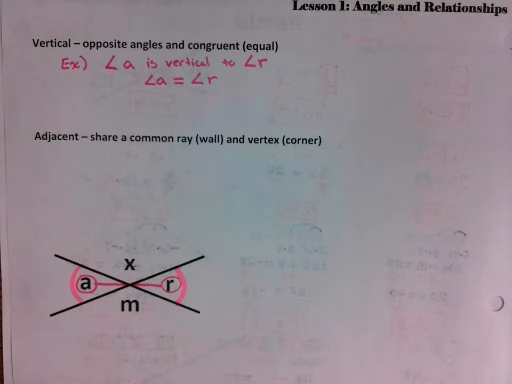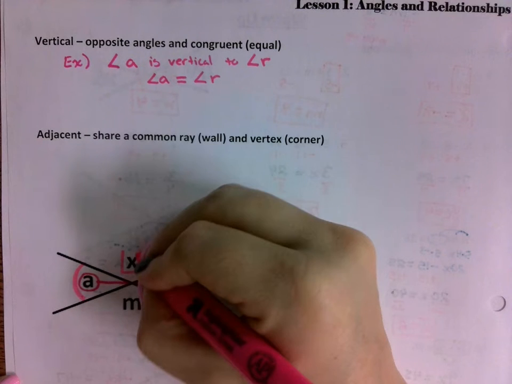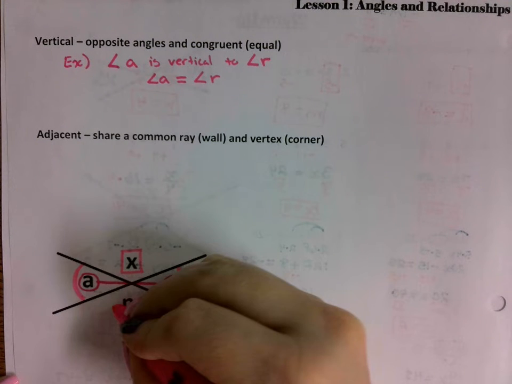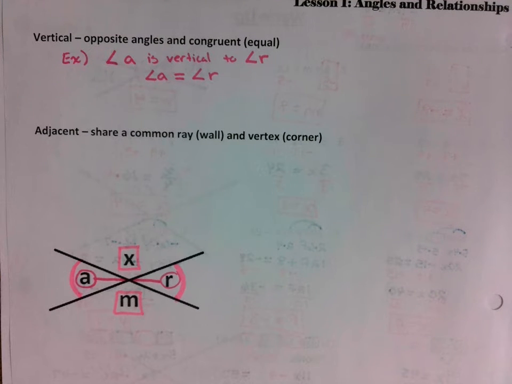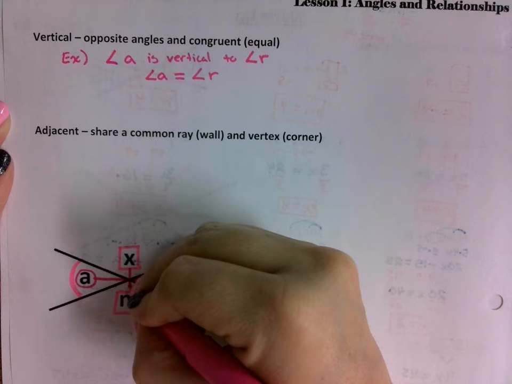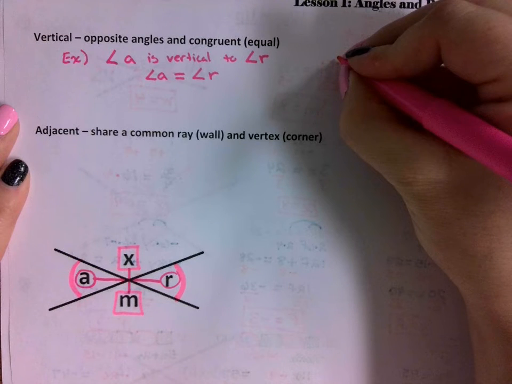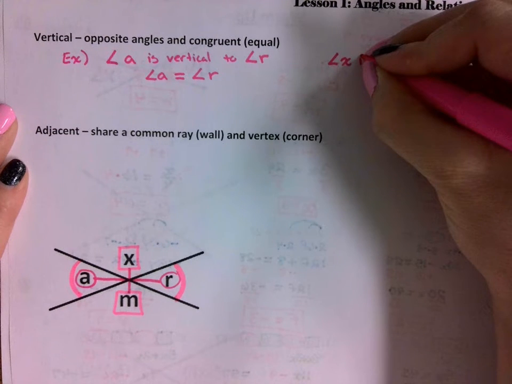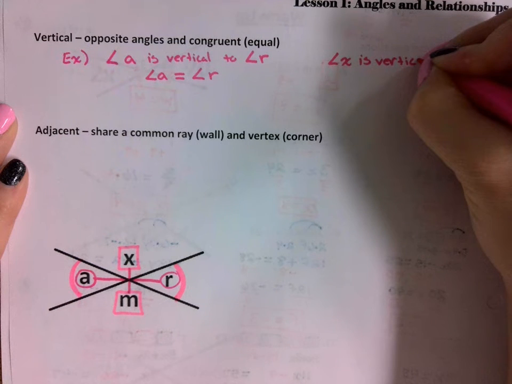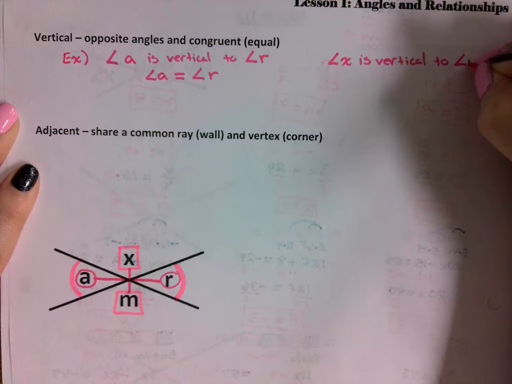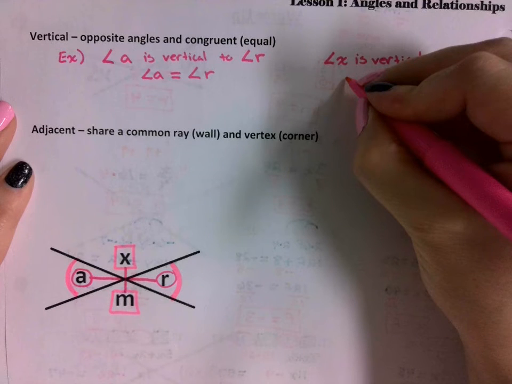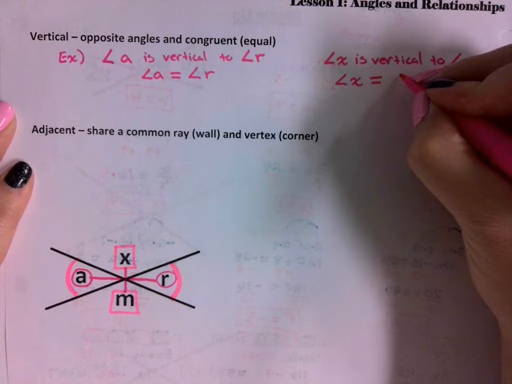And then the same thing can go for here. Angle X and angle M. Angle X and angle M are also vertical angles because they are directly across from each other. So I'm going to write that here. Angle X is vertical to angle M. So that means that angle X is equal to angle M. They are equal relationships.